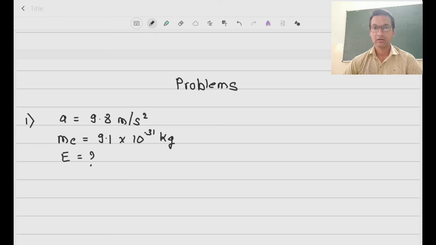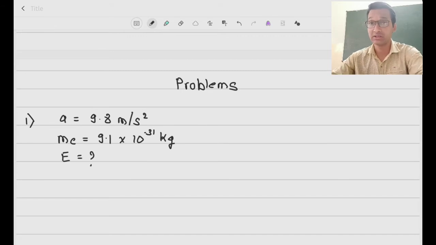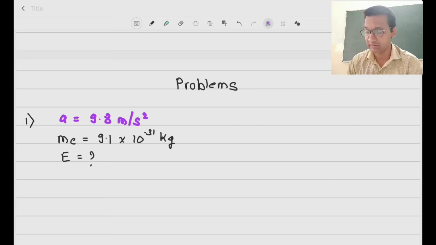Okay, now let us look at a problem. What is given in the problem is we have to calculate the intensity of electric field which would produce in an electron an acceleration equal to gravity. So they have given us that there is an electron and it is accelerated to 9.8 meter per second squared. Acceleration is equal to the acceleration of gravity, and they have asked us to find how much electric field is required to produce such an acceleration.